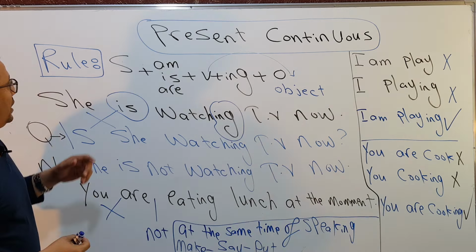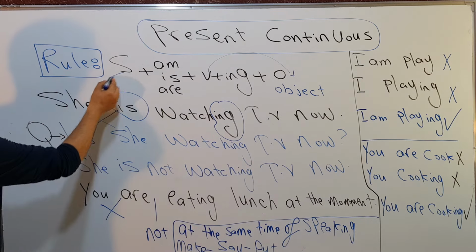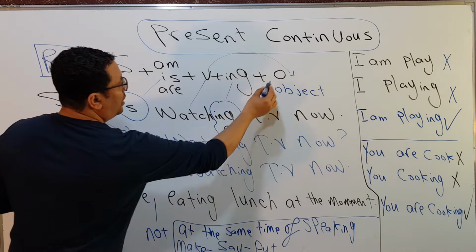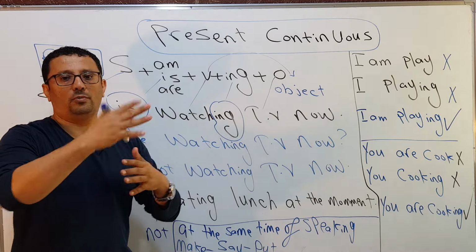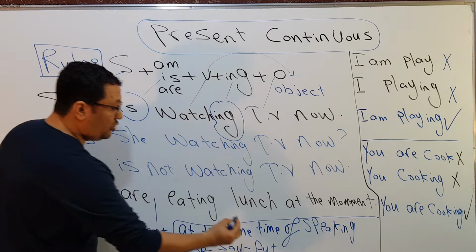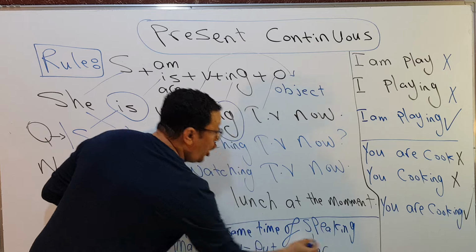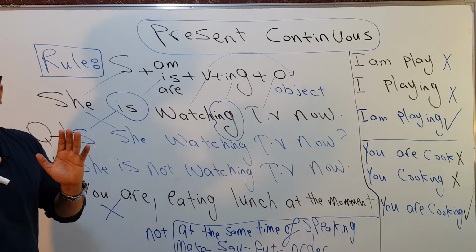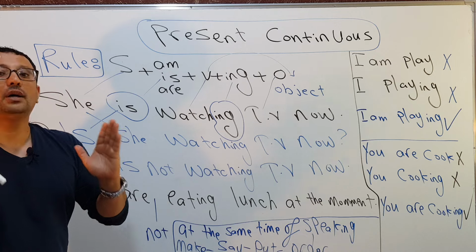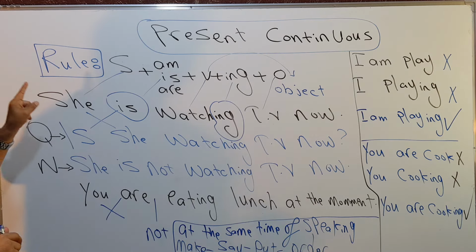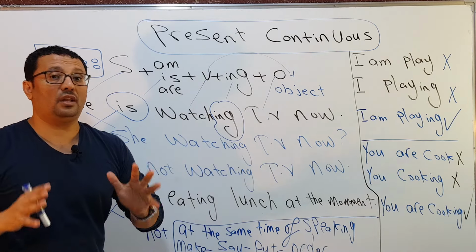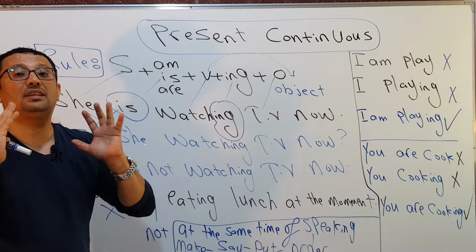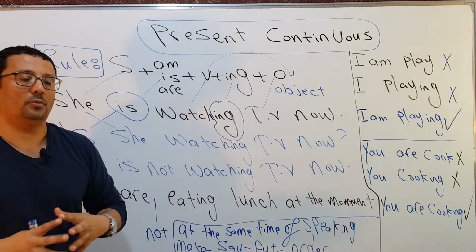Let's see if we followed the rule. Subject: she. Number two: is. Verb with ing: watching. TV is the object, now is a completion of the sentence, it's okay. The order of the sentence, ترتيب الجملة, is perfect and correct. She is watching TV now. The same thing: you can make the same examples, the same sentences.